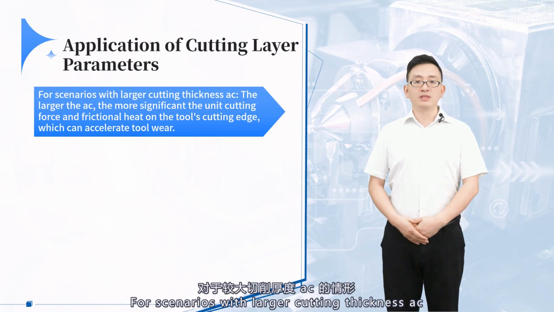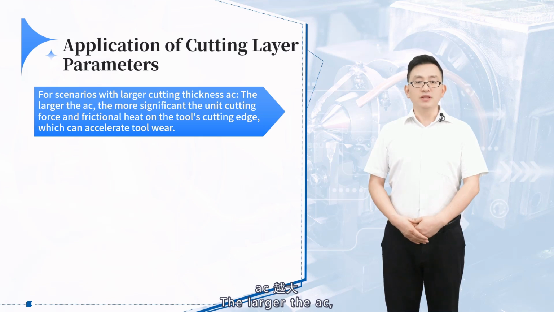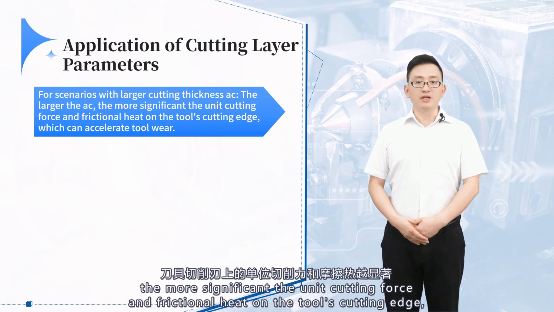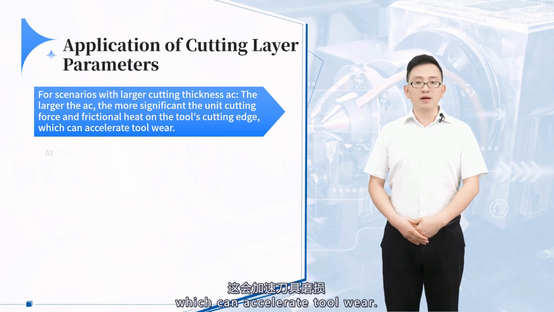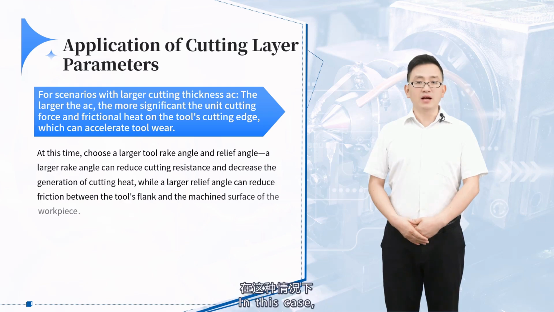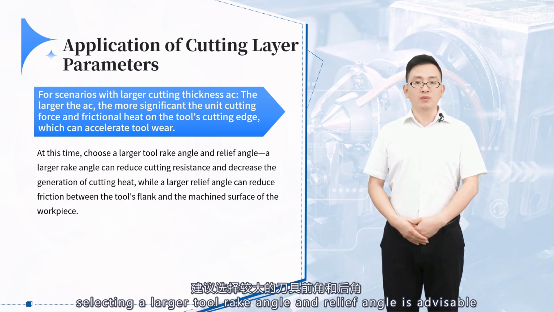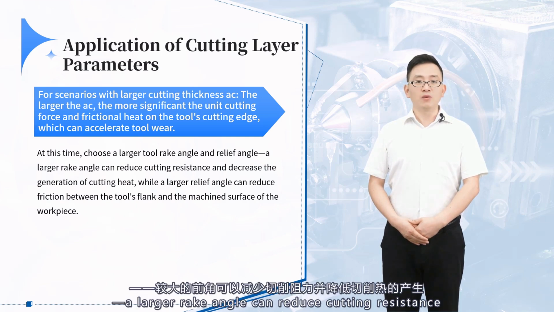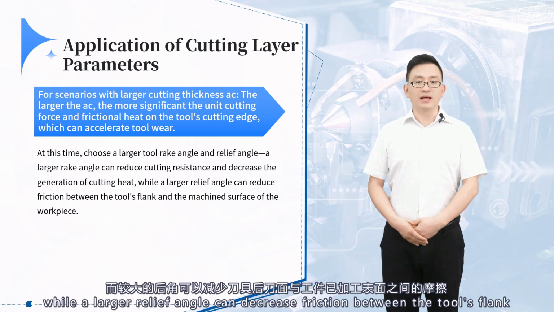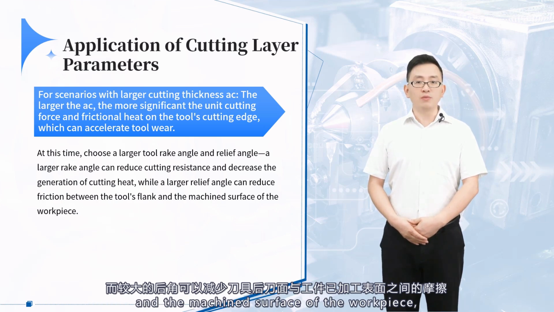For scenarios with larger cutting thickness AC, the larger the AC, the more significant the unit cutting force and frictional heat on the tool's cutting edge, which can accelerate tool wear. In this case, selecting a larger tool rake angle and relief angle is advisable. A larger rake angle can reduce cutting resistance and lower the generation of cutting heat, while a larger relief angle can decrease friction between the tool's flank and the machined surface of the workpiece, thereby slowing down the wear rate.